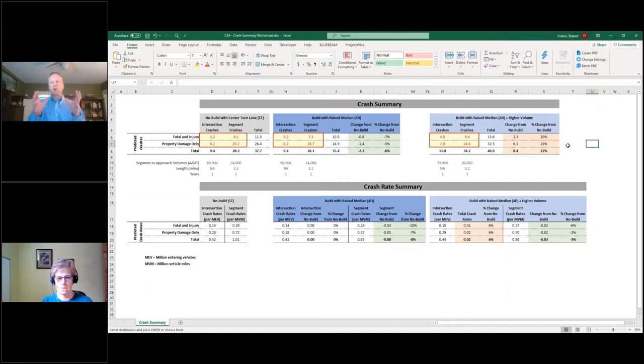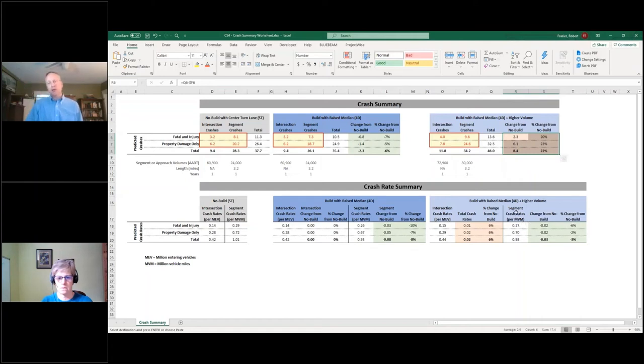They're both important. The one is important for the magnitude, and the other is important for kind of the rate. Are we making the rate better or not? And in this case, the total is going up, and we can explain that to the project team. Well, now traffic's going up. We're serving more people. There's more exposure. Our crashes are going to go up.